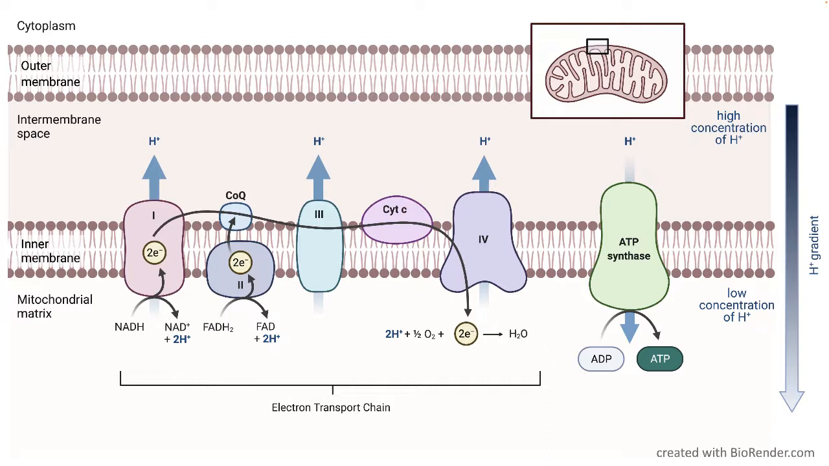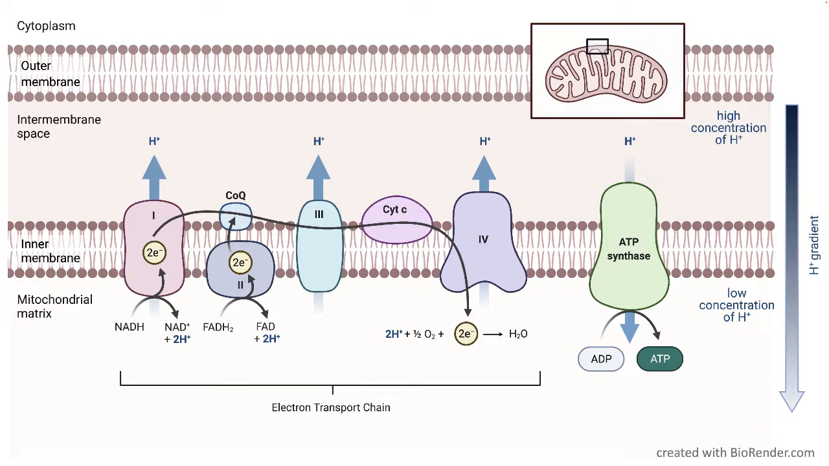Electrons are passed from molecule to molecule, and this occurs because each component of the electron transport chain has a higher electronegativity than the one before. Recall that electronegativity is the ability of an atom or molecule to attract electrons. So electrons are passed from molecule to molecule. You can see them being passed from complex 1 to 2 to 3 to cytochrome C to 4. And each of these redox reactions releases energy.